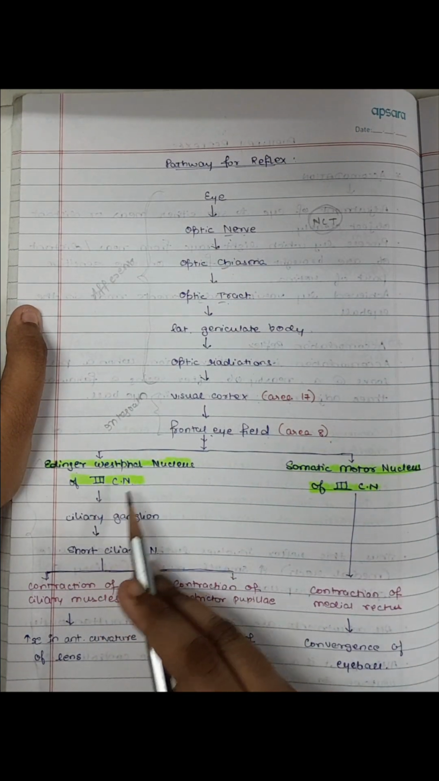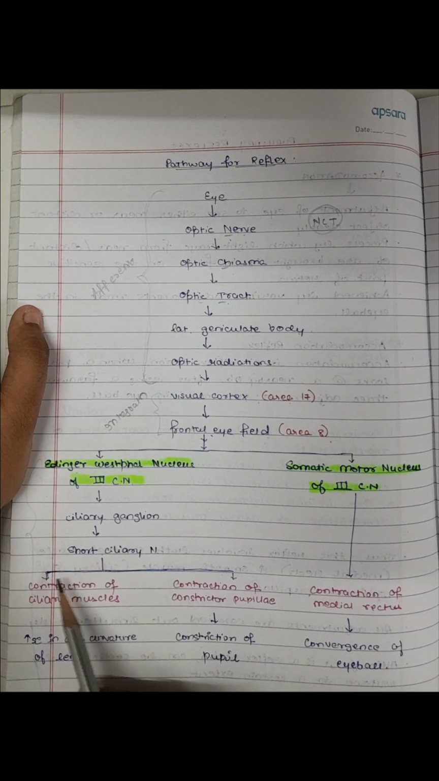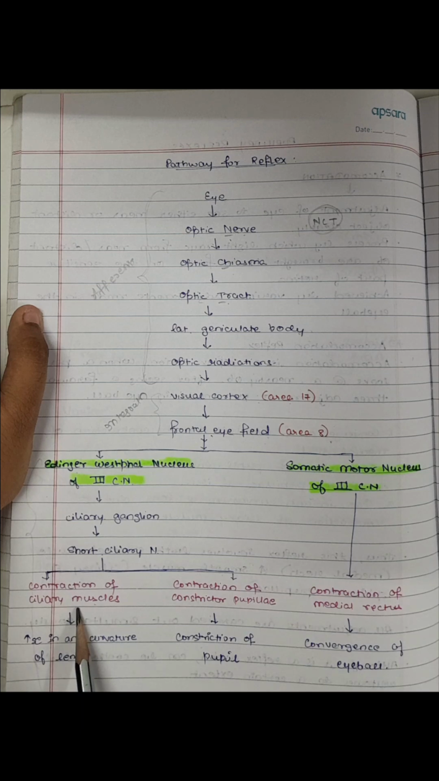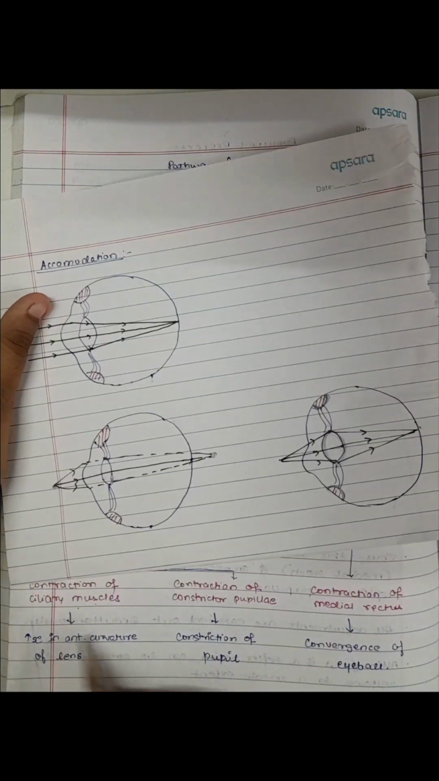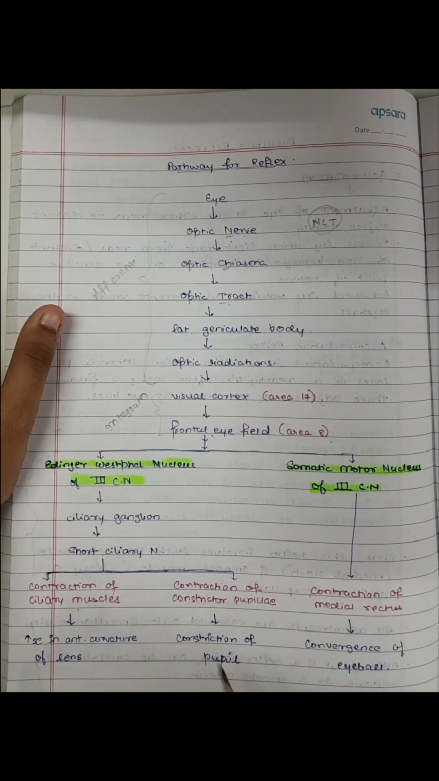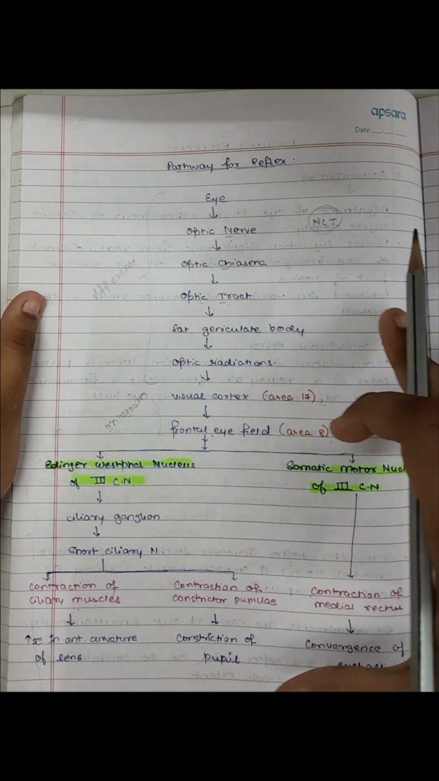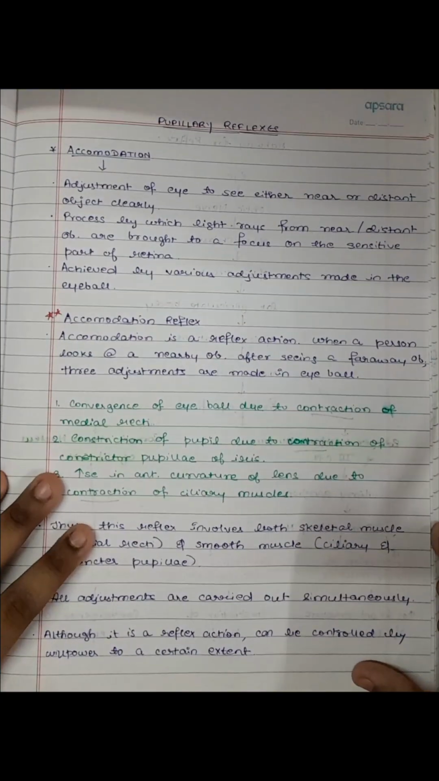So the Edinger-Westphal nucleus of the third cranial nerve will go to the ciliary ganglion, then the short ciliary nerves, which will give impulses to the ciliary muscles, causing contraction of the ciliary muscles. As I said, the ciliary muscle contraction will cause an increase in the anterior curvature of the lens. And the contraction of the constrictor pupillae will cause constriction of the pupil. So this is the whole pathway, the most important part of the accommodation reflex that you will need to learn. That is all about the accommodation reflex of the eye.